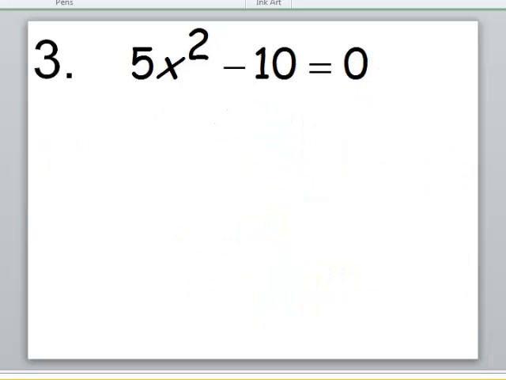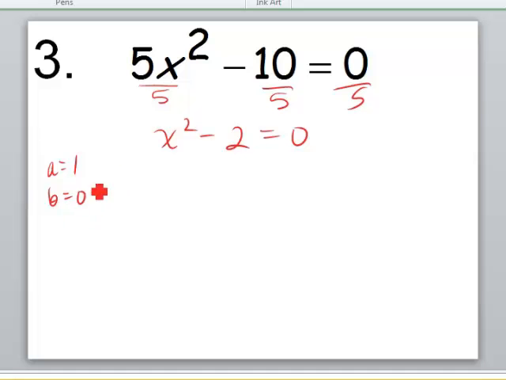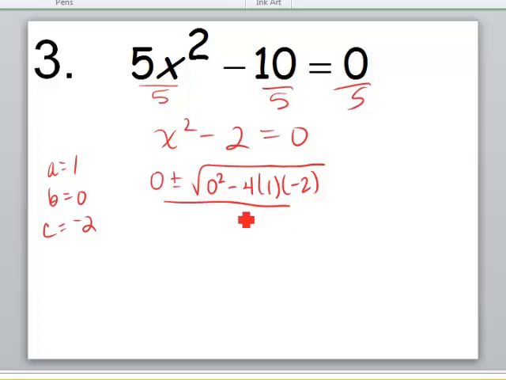Moving on to the next problem, I noticed that this one can be simplified because I could divide each of these by 5. That gives me x squared minus 2 equals 0. So my a will be 1, my b happens to be 0 because there is no x term, and my c is negative 2. So when I plug in the formula, negative b, I get 0 plus or minus the square root of 0 squared minus 4 times a times c all over 2 times a. Well, 0 is just 0, so you don't even need to write it anymore. So we really just have plus or minus, the opposite, negative 4 times negative 2 is a positive 8, all over 2.